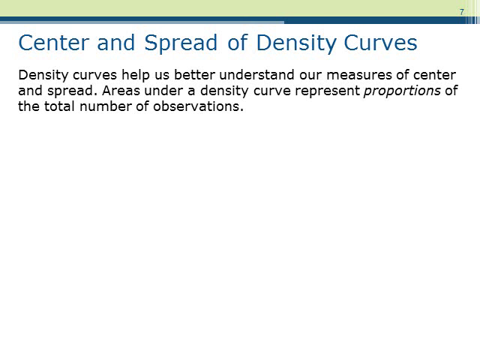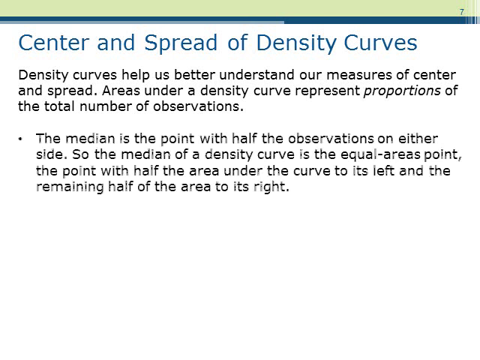Density curves help us better understand our measures of center and spread. Areas under a density curve represent proportions of the total number of observations. In particular, the median is the point with half the observations on either side. So the median of a density curve is the equal areas point, the point with half the area under the curve to the left and the remaining half of the area to the right.